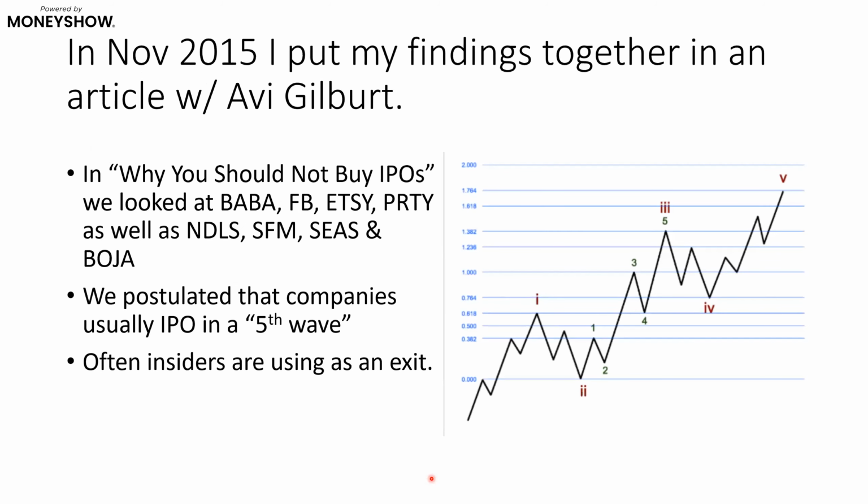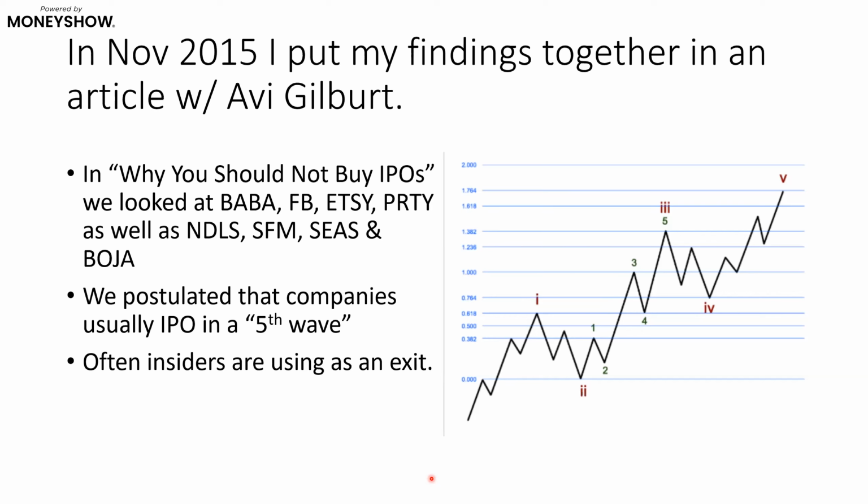So in November 2015, Avi and I put together some of those findings in that first article, Why You Should Not Buy IPOs. In that, we looked at examples from BABA, Facebook, Etsy, PRTY, as well as Noodles, SFM, SEAS, and BOJA. A lot of those did fill out the same patterns, and many of those made their all-time low after that initial ABC down, about a 50% haircut.